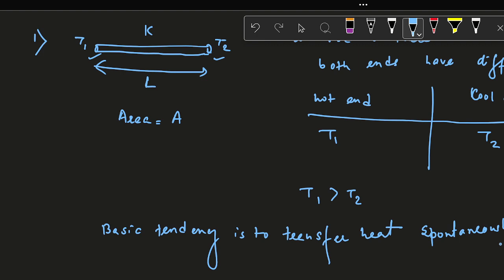Because the other way around, to transfer heat from a cold body to a hot body, will not be a spontaneous process. You have to externally apply some work to do that. But if you leave the system as it is, it will spontaneously transfer heat from end 1 to end 2. I have marked the two ends: number 1 is this end, number 2 is this end. 1 is our hot end and 2 is our cold end.